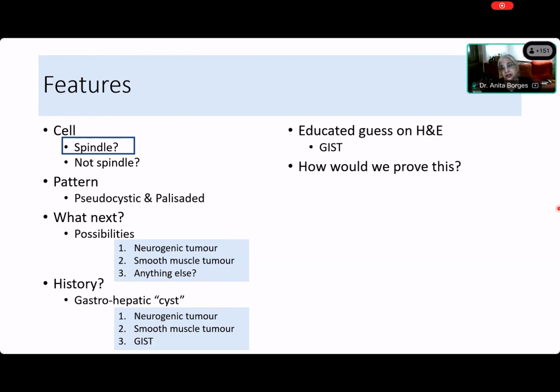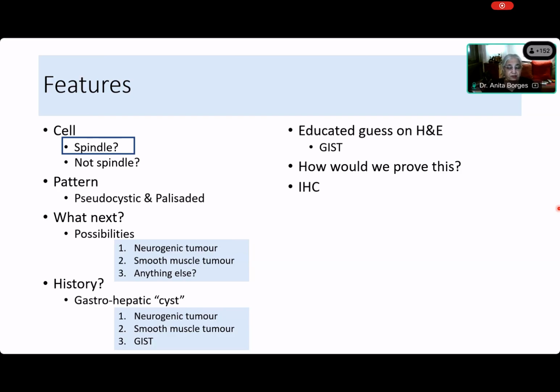So how would we prove this? Ma'am, IHC, immunohistochemistry. So what immunohistochemistry? Ma'am, C-kit and DOG1. So straight away you want C-kit and DOG1. Do you want to do anything else? Ma'am, these are more specific. And suppose it turned out to be negative for C-kit and DOG1, then what would you do? S100. Then you would do S100.